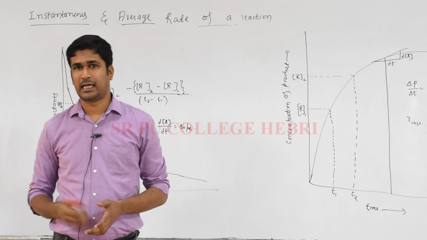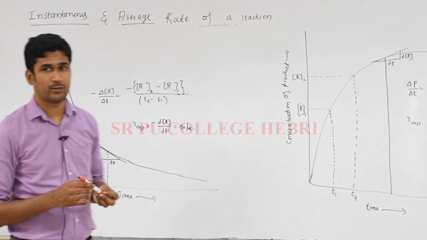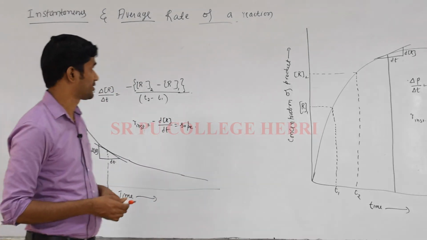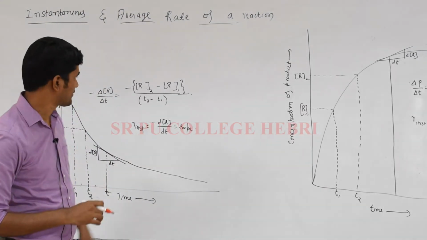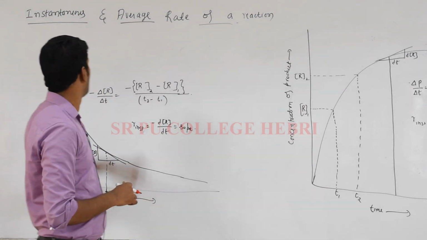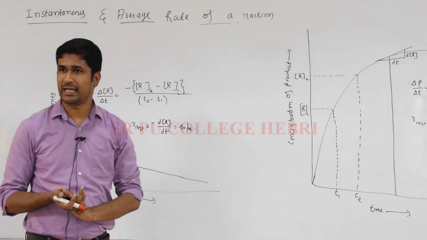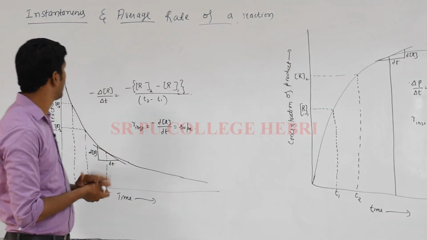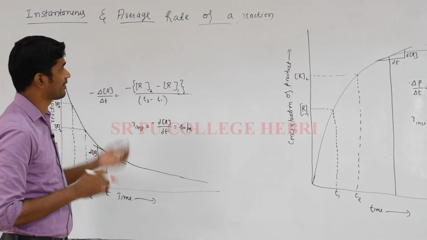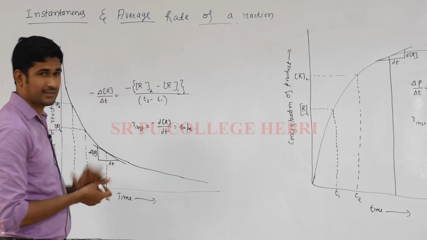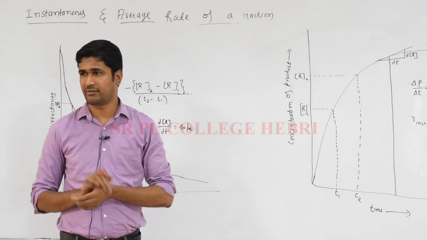Hello students, in our previous video we were discussing the rate of a chemical reaction in terms of reactant as well as in terms of product. Here we define two types of rate for any chemical reaction. The first one is instantaneous rate and the second one is average rate of a reaction. So what is the instantaneous and average rate of a chemical reaction?